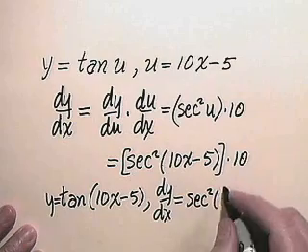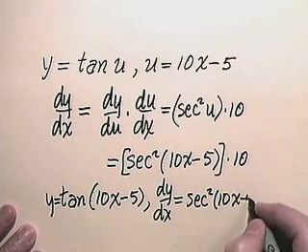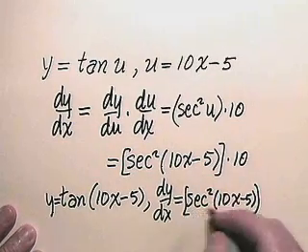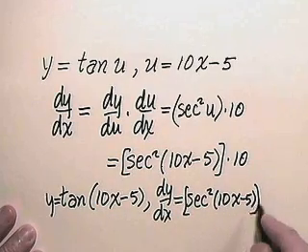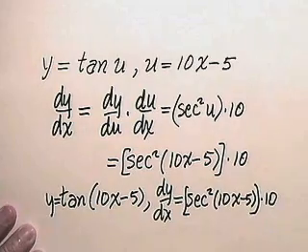Keep what's inside left alone, and then multiply by the derivative of what's inside. The derivative of 10x minus 5 is simply 10.